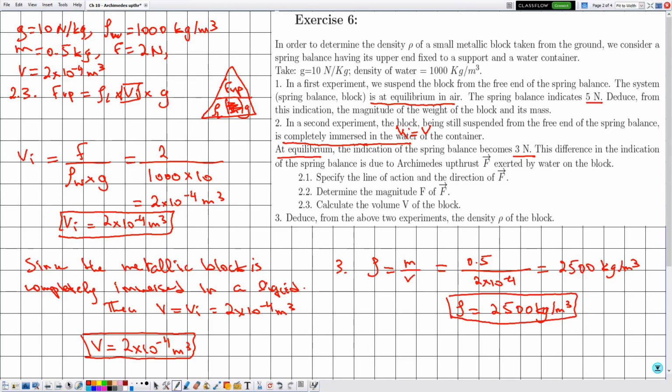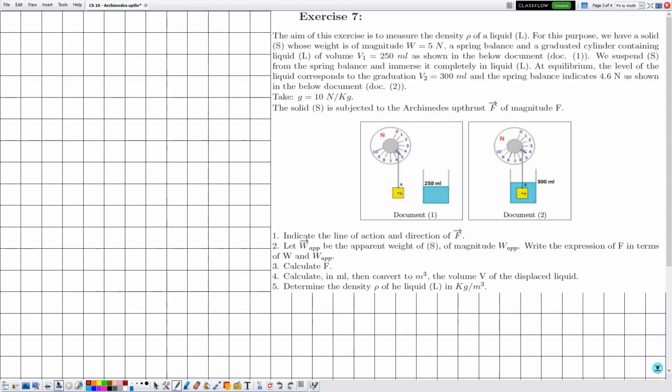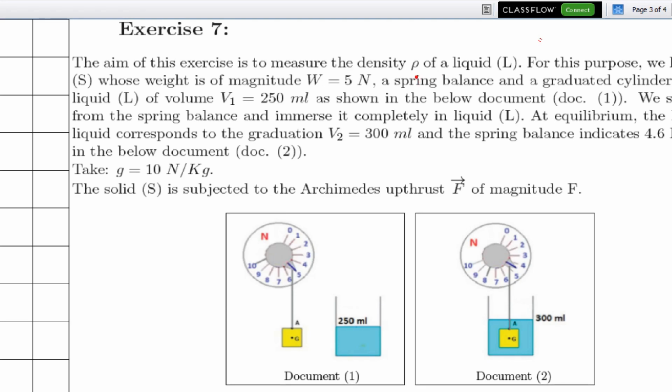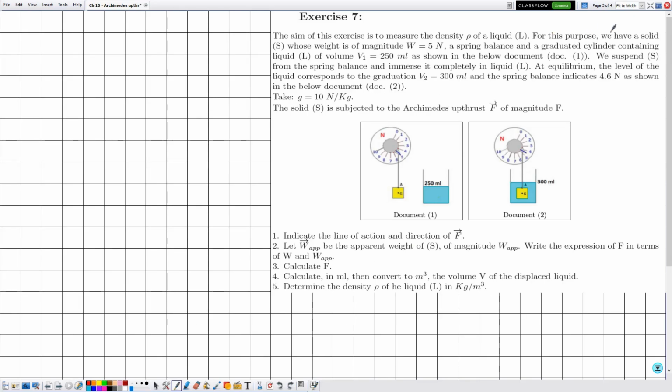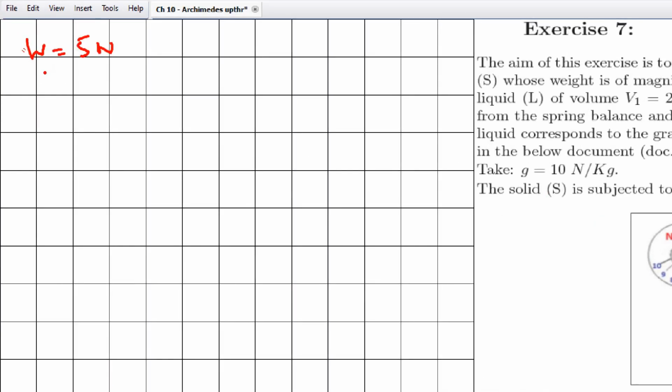Now let's move to the final exercise for this part, which is exercise number 7. The aim of this exercise is to measure the density rho of liquid L, not for the solid. For this purpose we have a solid S whose weight is of magnitude W equal to 5 newtons. So what does this weight represent? It represents the real weight.